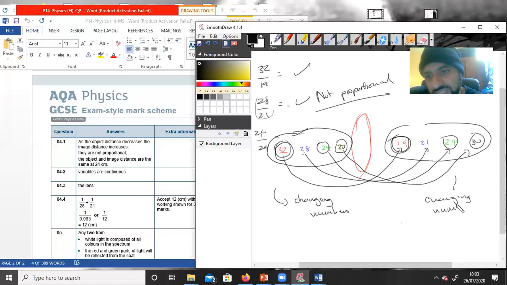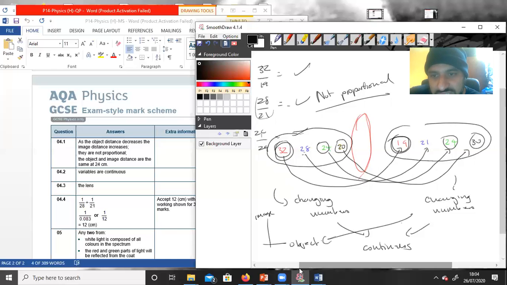When numbers are changing, we call that type of data continuous. And when you have changing numbers or continuous data, you can make a graph of those numbers. So here we might have image distance, and here we might have object distance. Because they're both represented by changing numbers, you can represent them using a line graph.